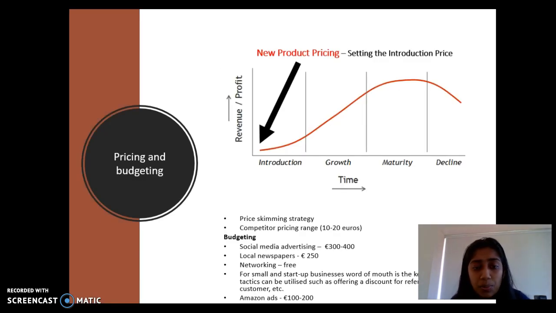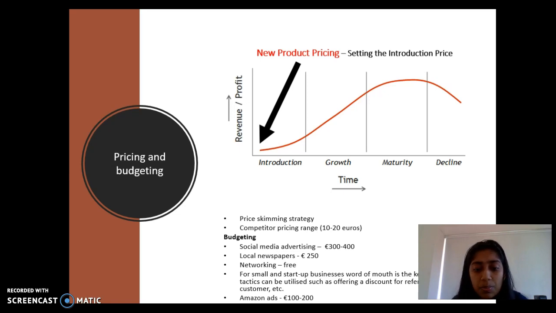And when it comes to pricing and budgeting, in this case we use a price skimming strategy, where in the initial stages, due to the newness of the innovation, we introduce it at a very high price, and within this period we regain all the investment returns. In the later stages, the prices gradually decline to meet the competitors. The competitor pricing range is around 10 to 20 euros, and our product is priced at 14.99 euros, so they lie in a very close range.